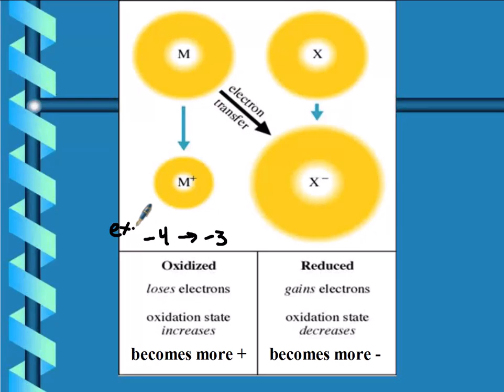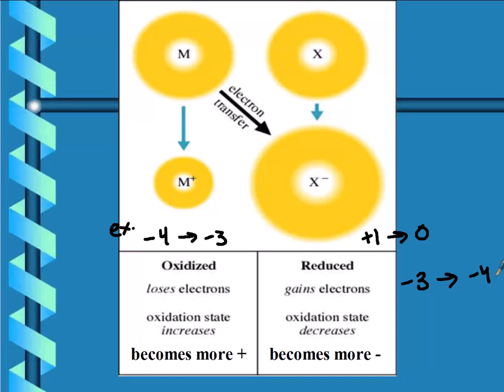And then if it's reduced, it's going to gain electrons. The oxidation state decreases because I'm gaining something negative, so it's becoming more negative. So in this case, maybe it's going from a +1 to a 0. That's becoming more negative. Or if it went from -3 to -4, that's becoming more negative. Go ahead and pause the video, make sure you have those written down, and then restart whenever you're done.